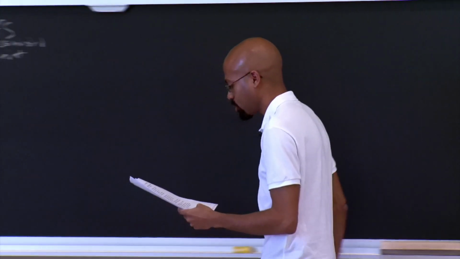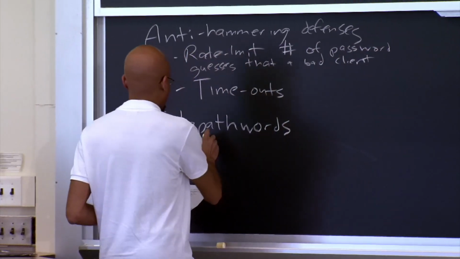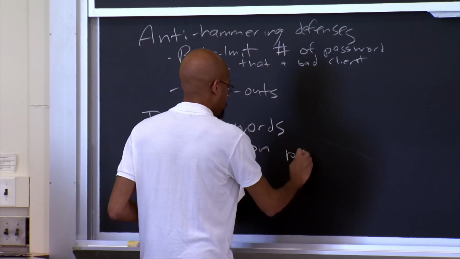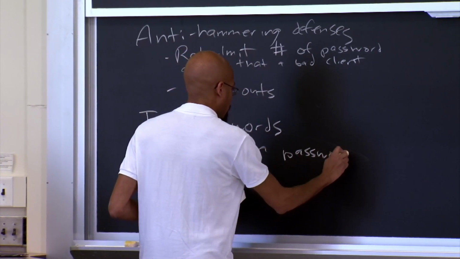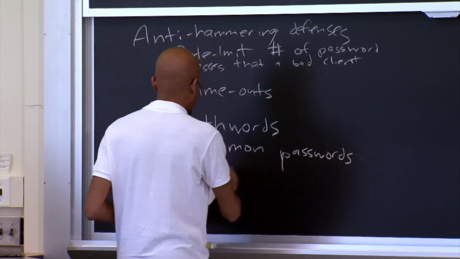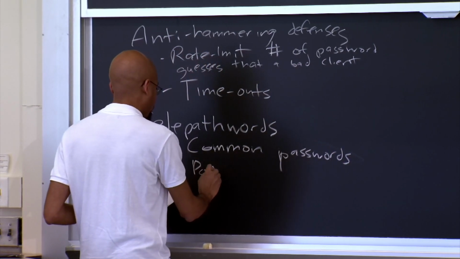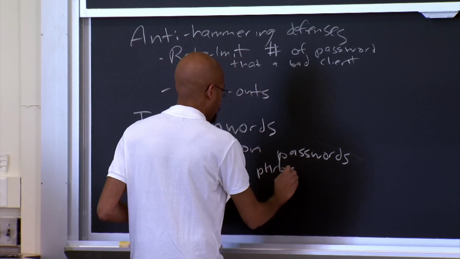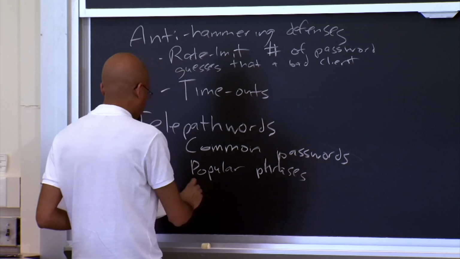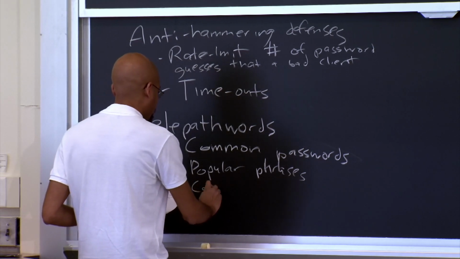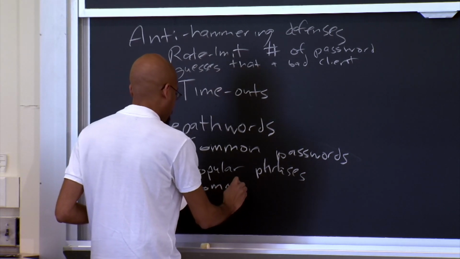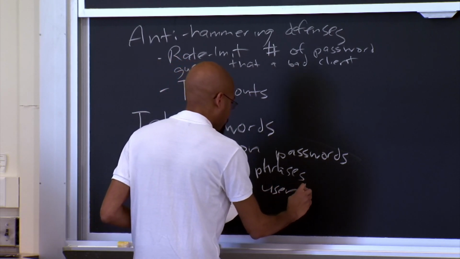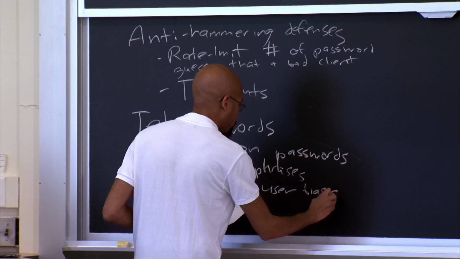So how does Telepathwords work? It basically has a bunch of databases. It has a database of common passwords. It also has a list of popular phrases that it's taken from websites. And then it also has this set of heuristics which describe common user biases in picking passwords.